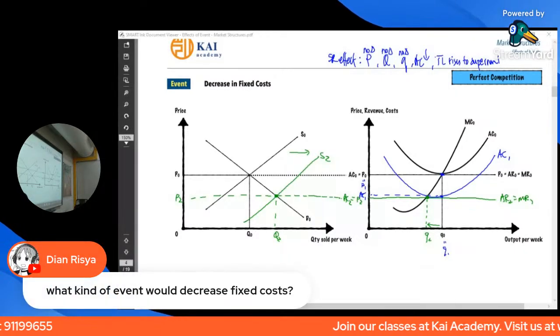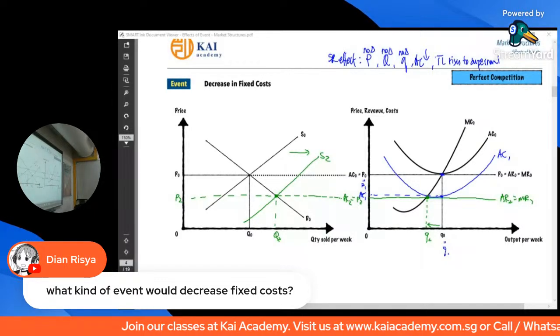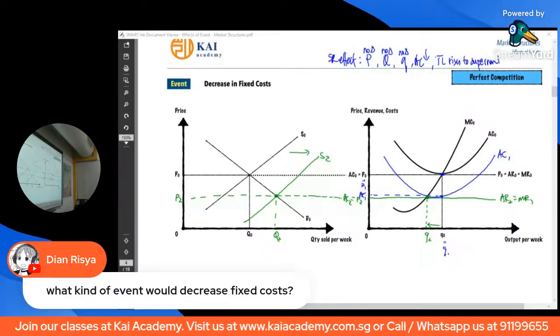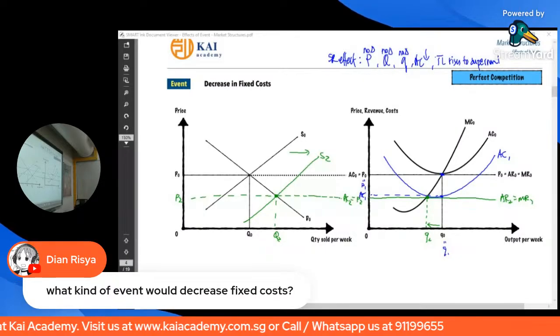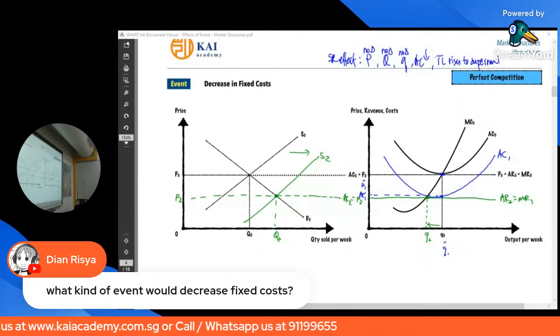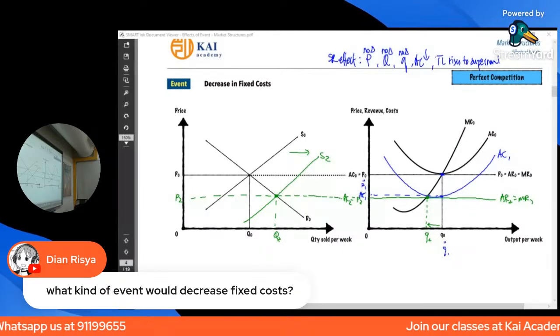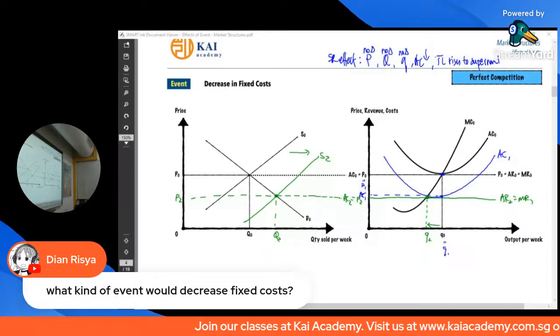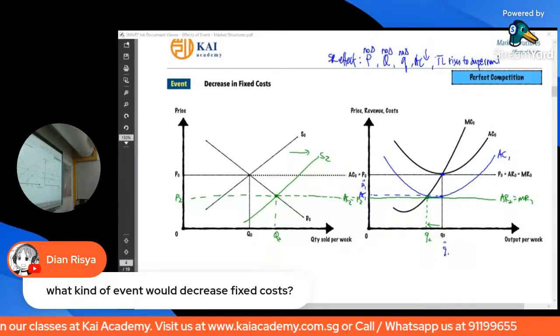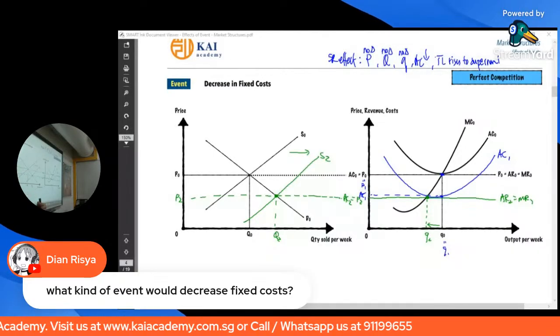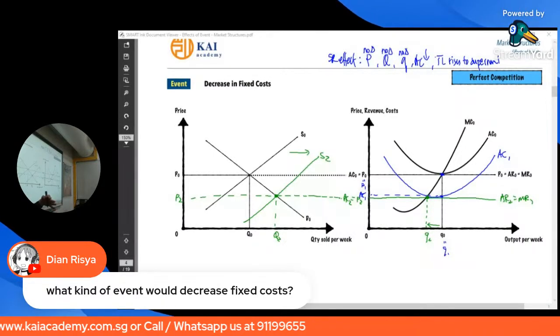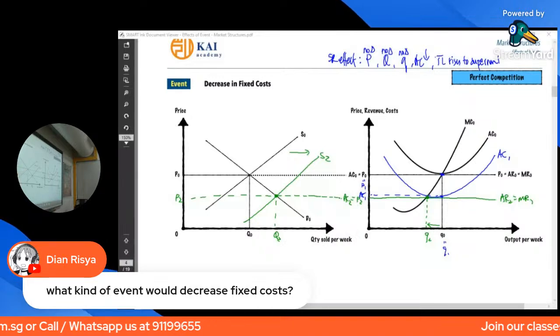So Diane asks, what kind of event would decrease fixed costs? For example, let's say I open a restaurant. My fixed cost obviously is my rent, right? Sometimes, due to an economic downturn, the government might implement cost-cutting measures as a short-run supply-side stabilization policy, and it might give rental rebates to all shop houses that rent from HDB, for example.